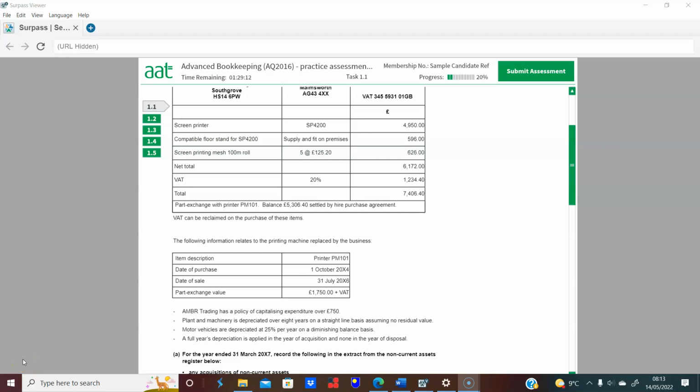Right, hi. So this is assessment two. We're just looking at these, of course, task by task. And this is task one. And this is really a non-current asset register that we're working on. And here is the information.